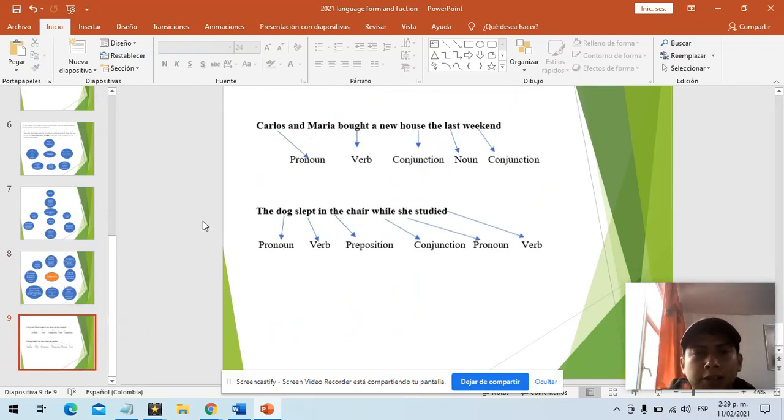And finally, we have two sentences. Carlos and Maria bought a new house the last weekend. Carlos is a noun, bought the verb, house a noun, last an adjective. Here the dog lives in the chair where she studies. The dog is a noun, lives the verb, in the preposition, where a conjunction. She is a pronoun, studies a verb.